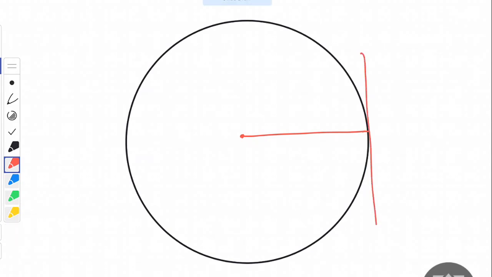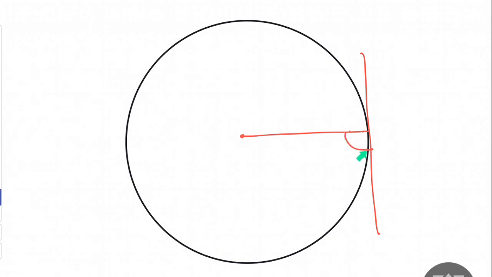If I draw a tangent here, what is the angle between the tangent and the radius? What is this angle? This is something you have to know. What is it? It is 90 degrees. So this angle is 90 degrees, which we normally show using a square like this. Which means that the angle between them is 90 degrees.